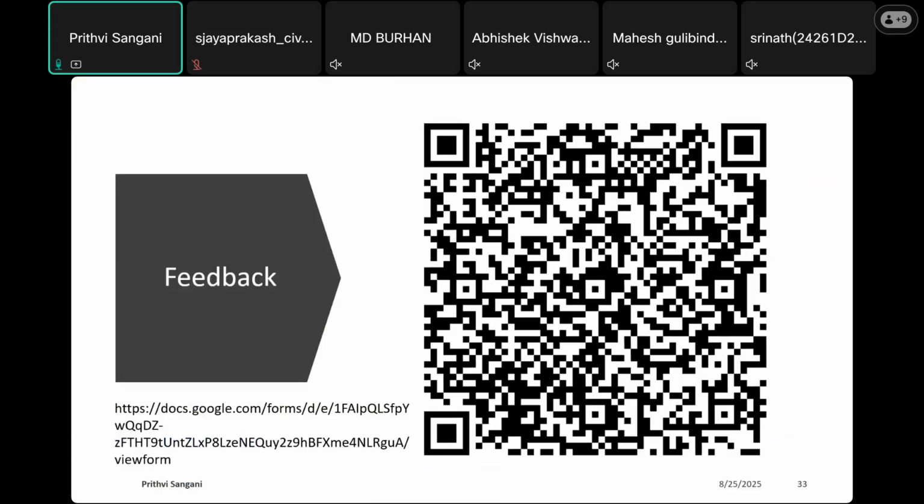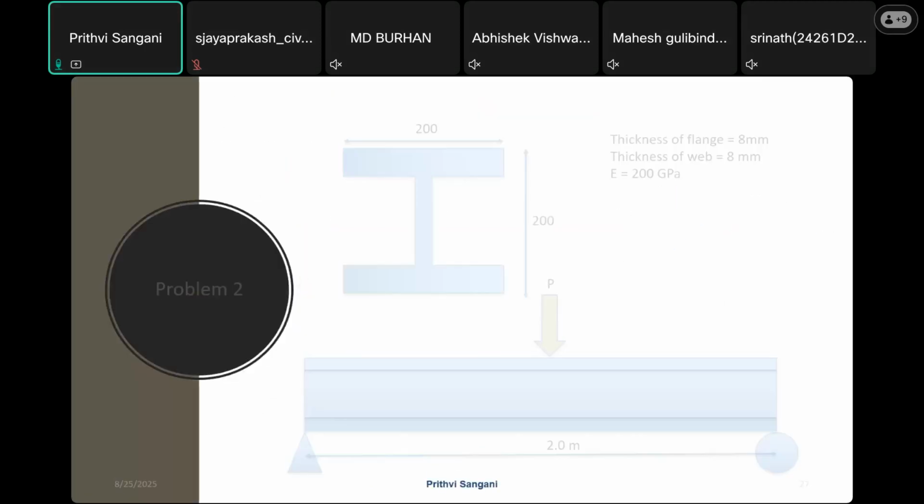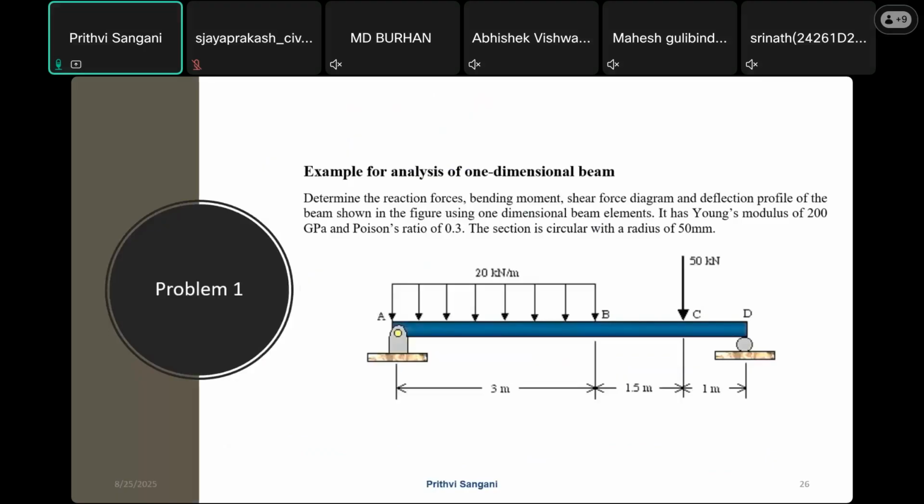And from tomorrow onwards, I'll just give you a glimpse of the problems which we are going to do. So this is a one-dimensional beam problem, simple problem. Beam, you have a UDL and then you have a point load. Then we'll do analysis and see what the results are from this.